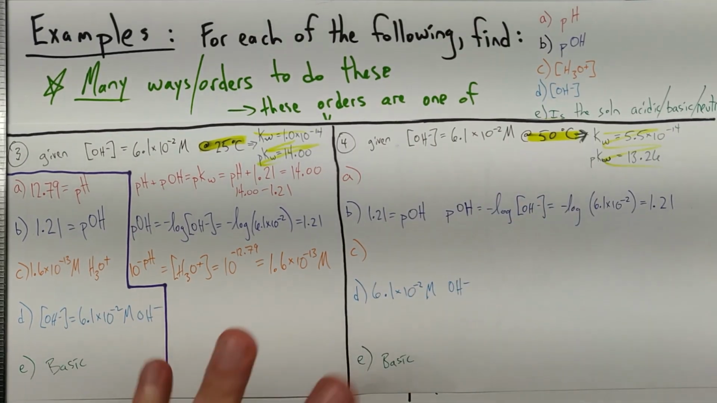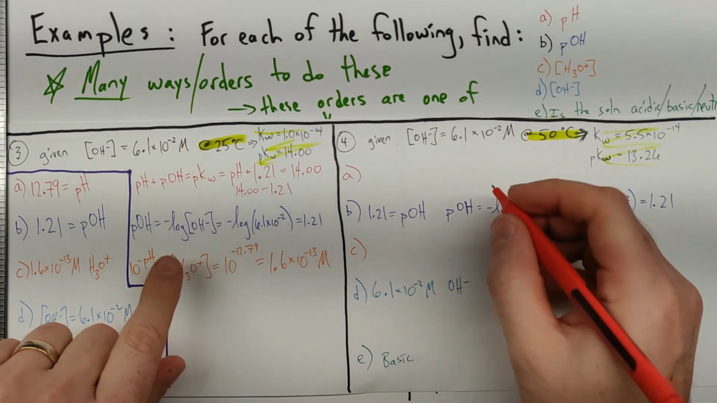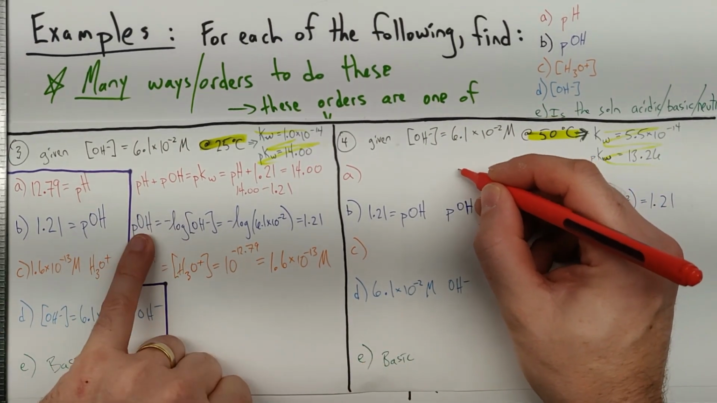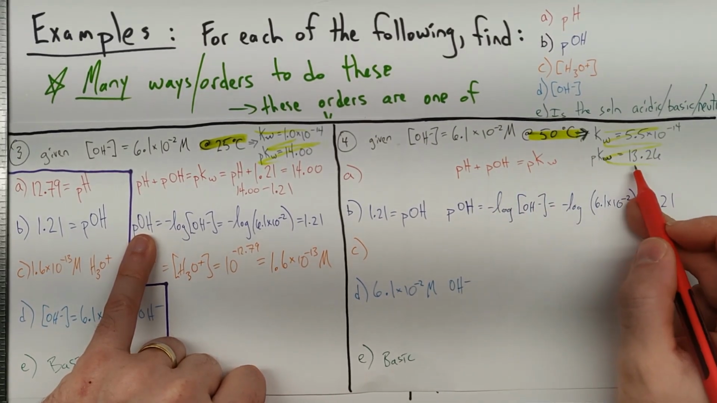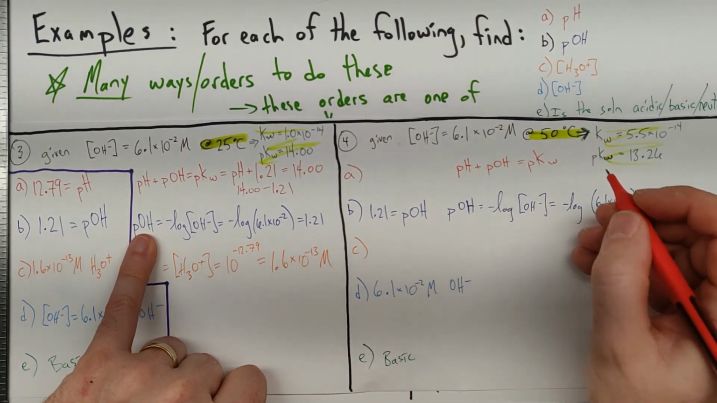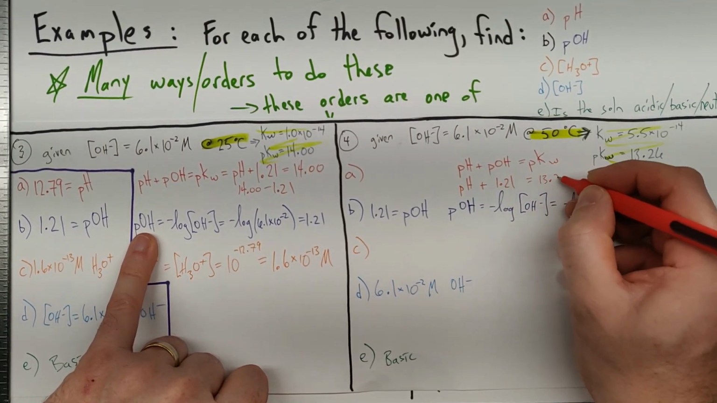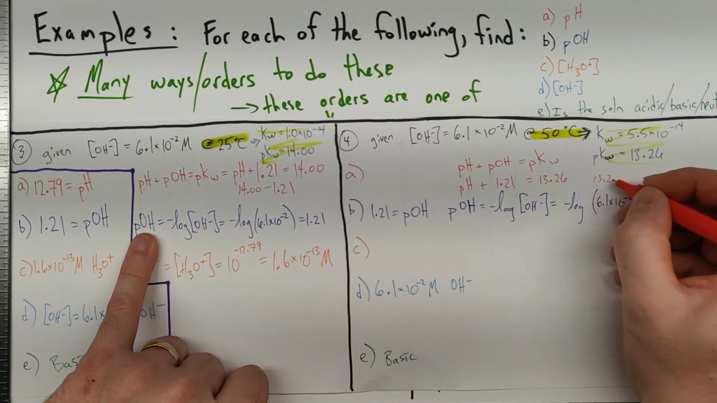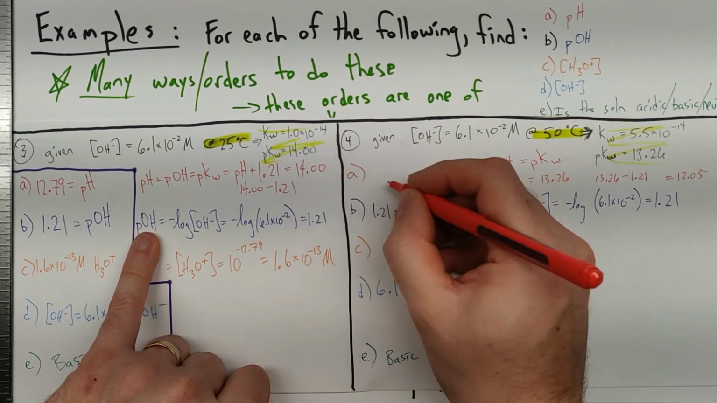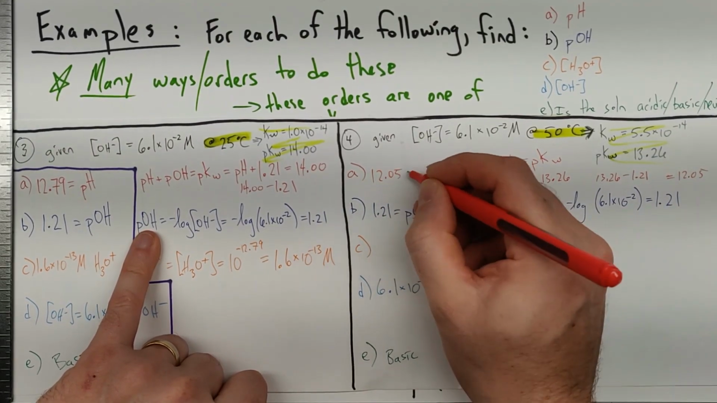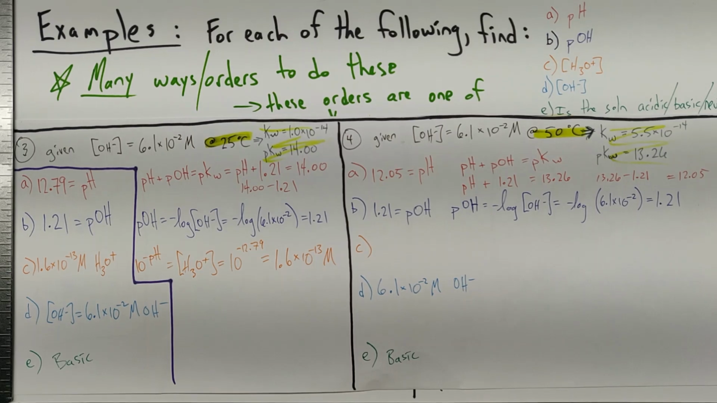Once you have pOH, or once you have OH minus, you can get this other stuff, and there are many ways to do it. I'm just going to do it the same way we did over here. We said that pH plus pOH was going to give us pKw, and we have this pKw, 13.26 in this case. So pH plus 1.21 is 13.26. We take 13.26 minus 1.21, and that gives us 12.05. So our pH is 12.05. And again, a bit of a difference because our K value is different because the temperature is different.